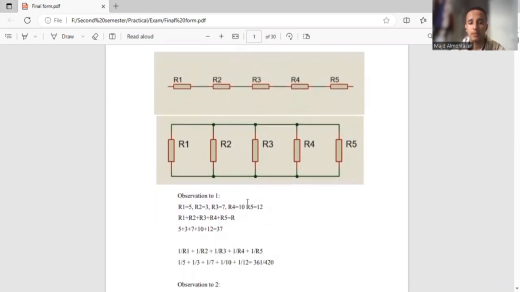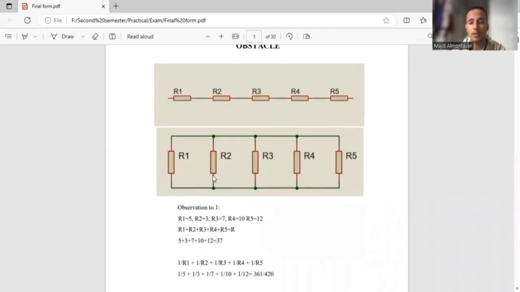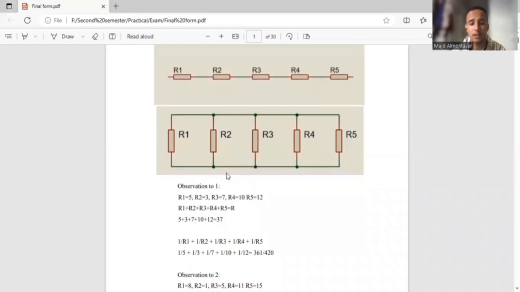So when the resistances are in series, we calculate them by adding them together. For example, here we have R1, R2, R3, R4, and R5. We give them a value, for example, 5, 3, 7, 10, and 12. In order to find the equivalent resistance in the series connection, we add them together and we get the final result. And when it comes to the parallel connection, it's different here, because the rule goes like this.